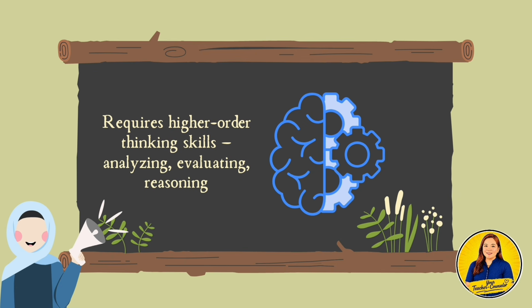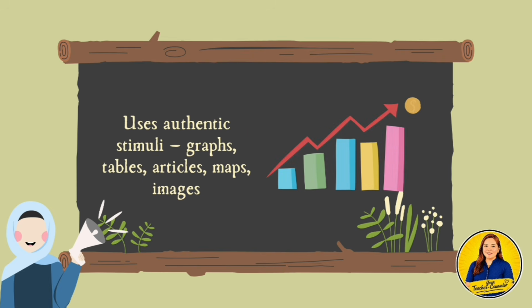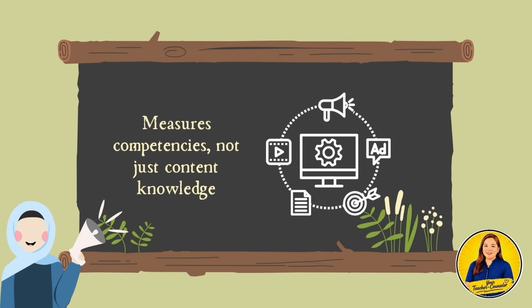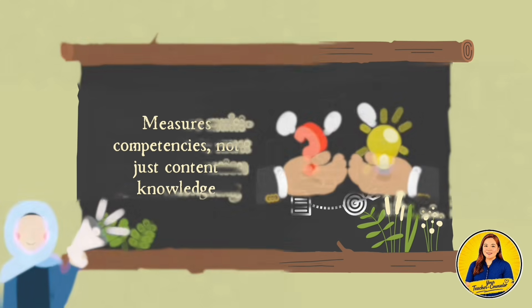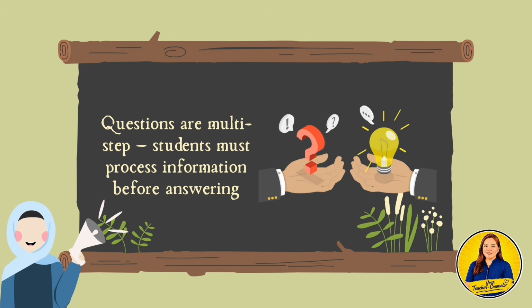Rather than simple recall, they use authentic stimuli like graphs, tables, articles, maps, and images to present information the way it would appear in real life. Beyond that, these questions measure competencies, not just content knowledge, and they are multi-step, meaning students must process information before answering. Altogether, this combination is what separates a PISA-like question from a traditional memorization-based test item.